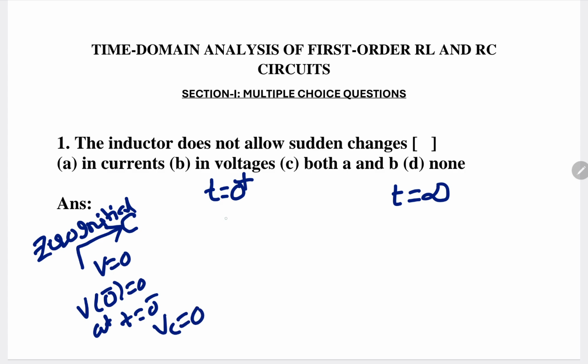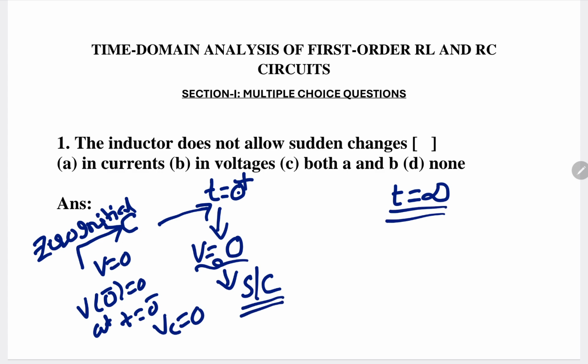Now what is going to happen at t equal to 0 plus? Before the switching operation, the voltage in the capacitor is 0, which means after the switching operation also the voltage in the capacitor is going to be 0. So voltage 0 means the capacitor acts as what? Short circuit. Remember, an uncharged capacitor at t equal to 0 plus acts like a short circuit.